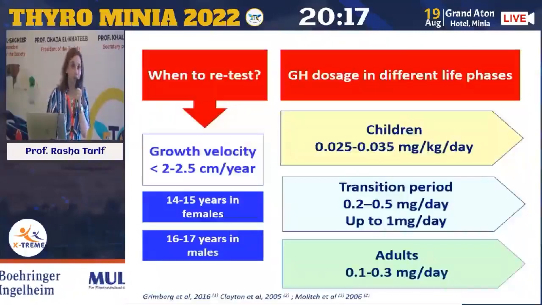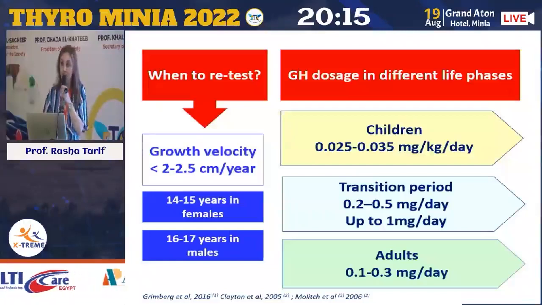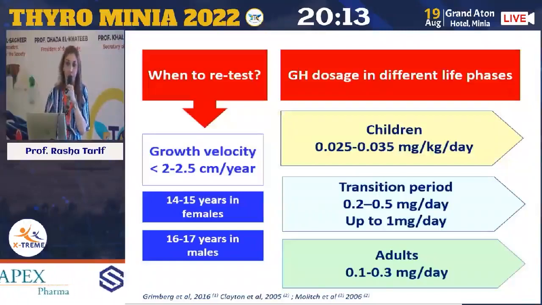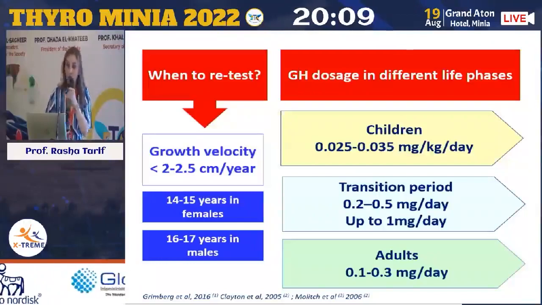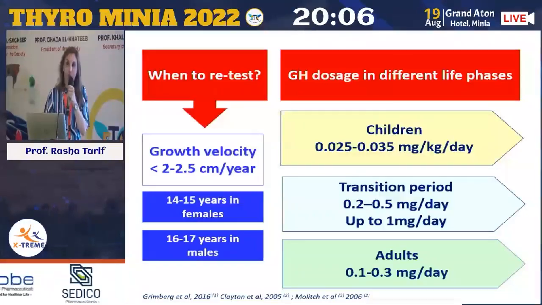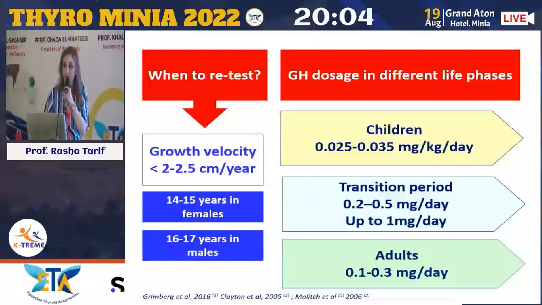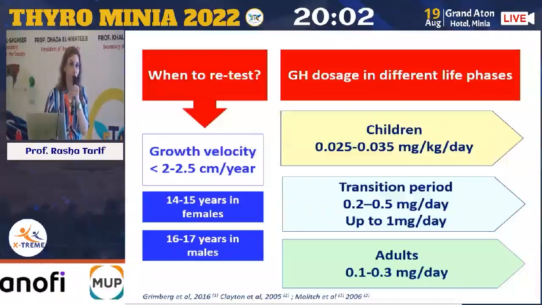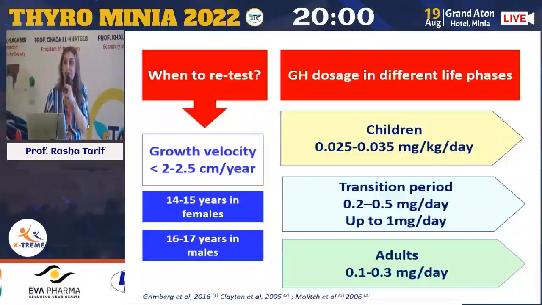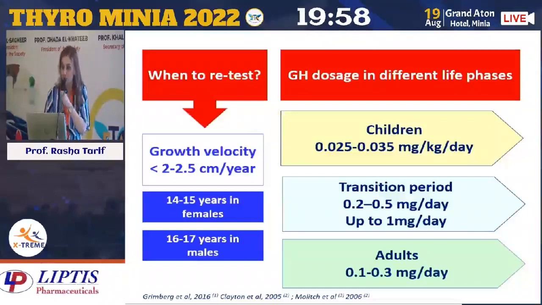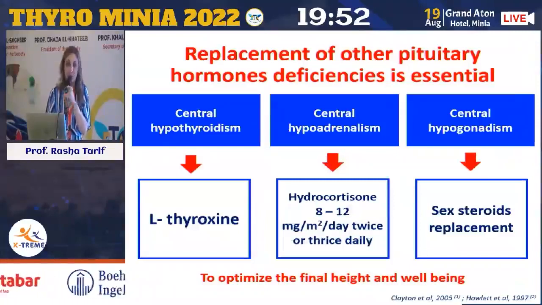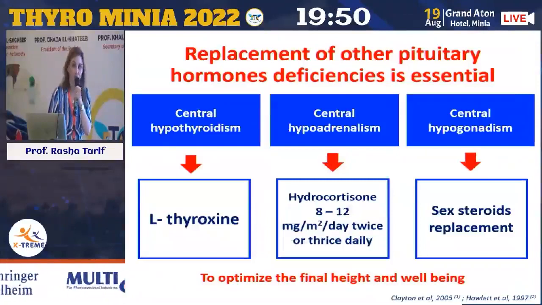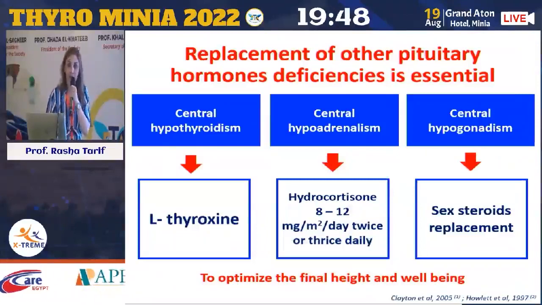Here, it's very important to note that the dose of growth hormone differs in different phases of life. You can see the dose in children, 0.025 to 0.035 milligrams per kg per day, a different dose in the transitional period, and totally different in adulthood, which is needed for metabolic purposes. Also, replacement of other pituitary hormones is very important in addition to growth hormone to optimize the final height.